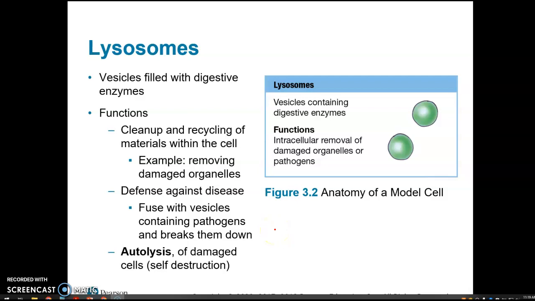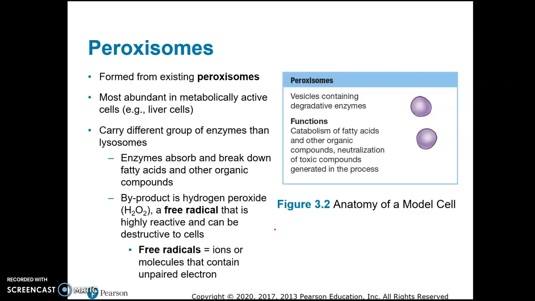This is part 4 of the Chapter 3 lectures. What we're doing is going over the organelles inside of our cells, and we are now on peroxisomes. So lysosomes contain digestive enzymes.